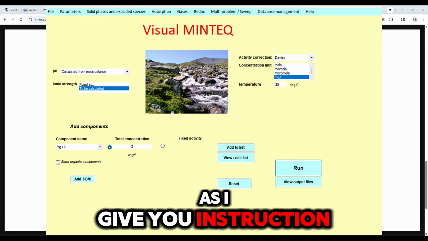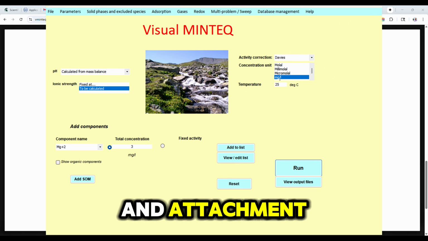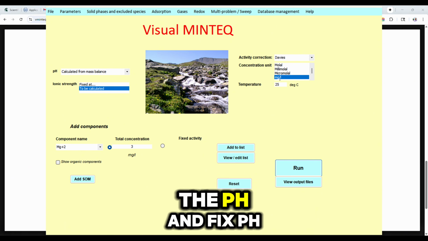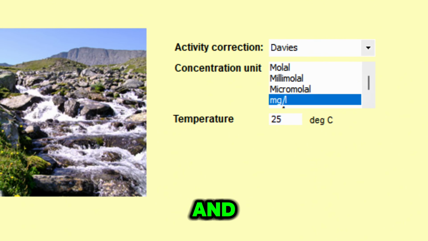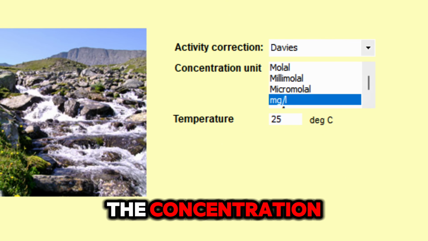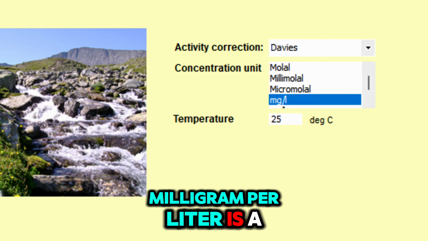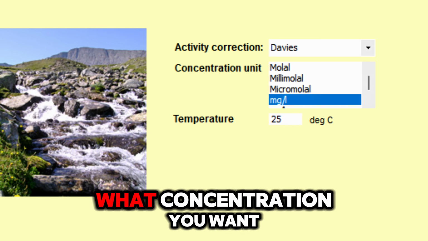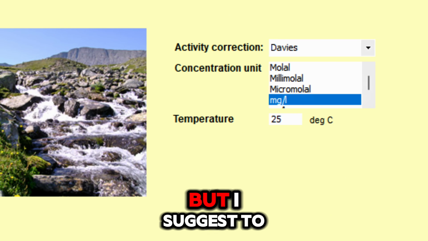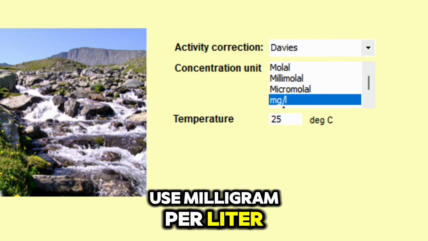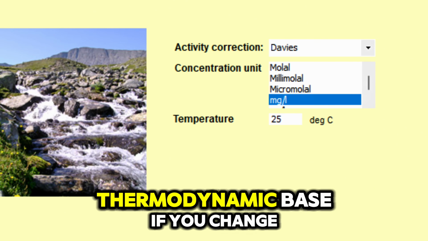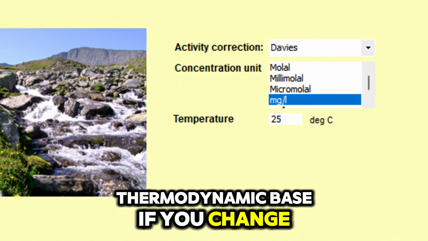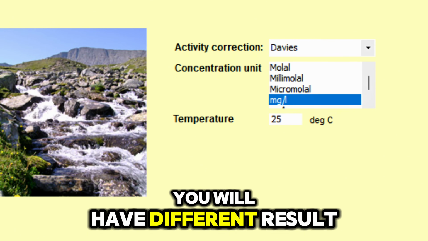As I give you in the instruction attachment, you have to adjust the pH and the fixed pH, and you have to adjust the concentration in milligram per liter. It's up to you what concentration you want to use, but I suggest using milligram per liter. You can also change the temperature. I told you this is based on thermodynamics. If you change the temperature, you will have different results.